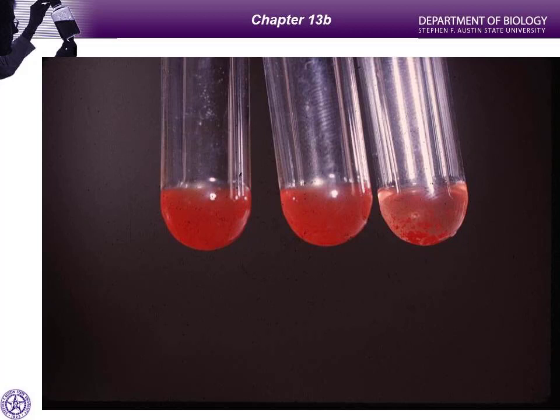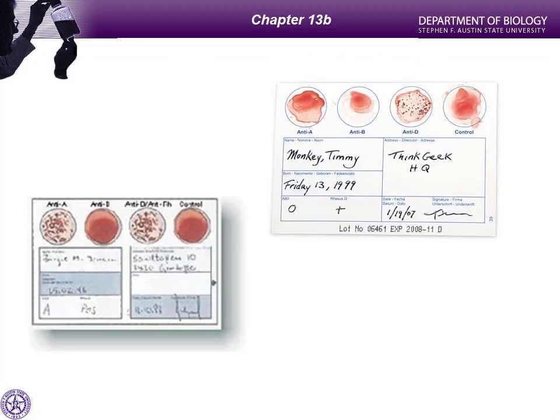Now, we even utilize the coagulation reaction for typing your blood. I think they used to do this in genetics class. I don't know if they still do. But you can take ready-made antibodies, mix them with your own blood from a finger stick, and put it on a card like you see here.